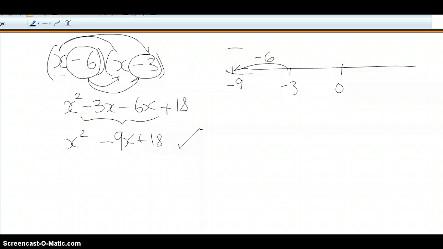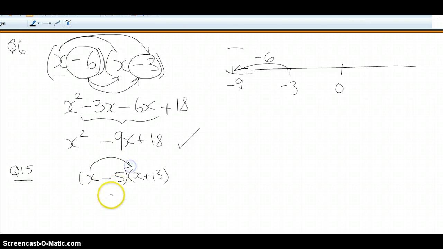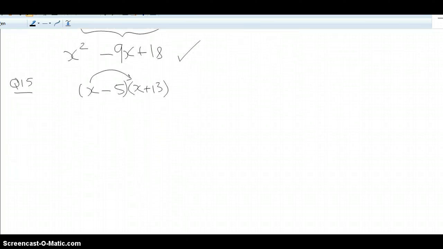I'm going to jump right down to question 15. That was question 6. I'm going to jump right down to question 15 and then it's your turn, right? Watching. Question reads x minus 5 bracket x plus 13. First, two terms, x times x. X times x is x squared. Outside, x times 13. So plus 13x, because they're both positive terms.